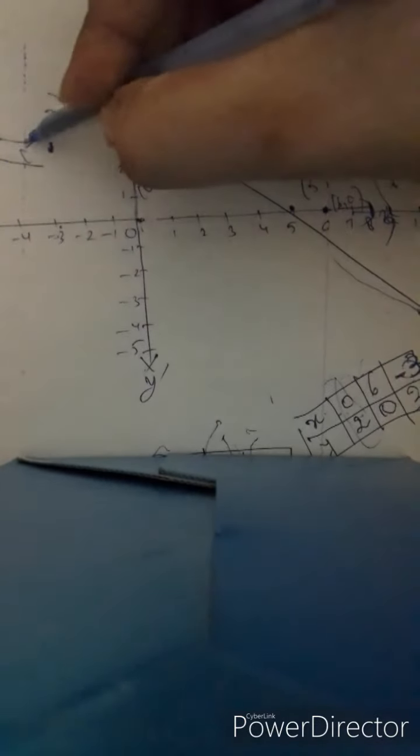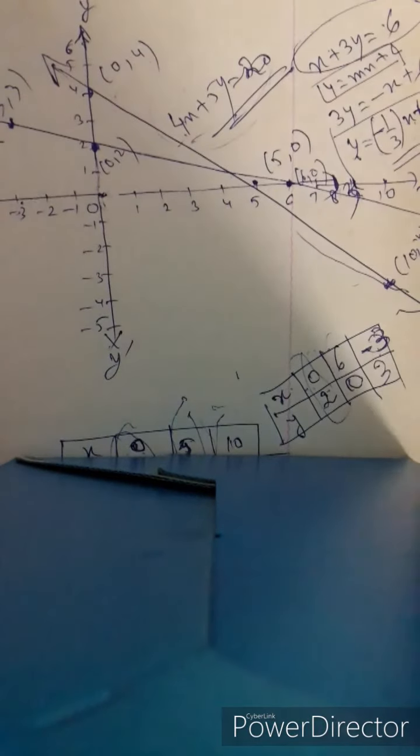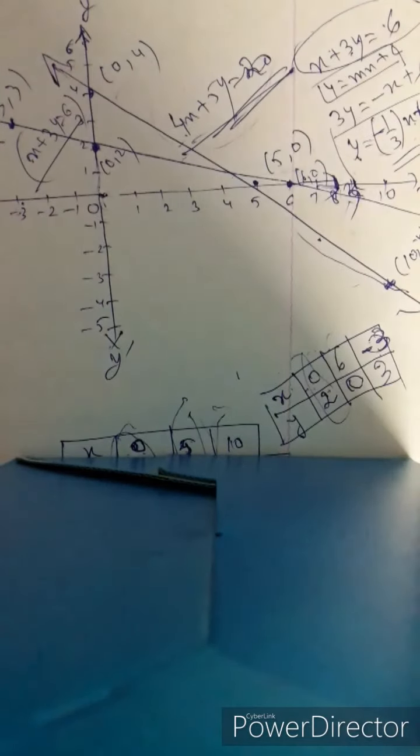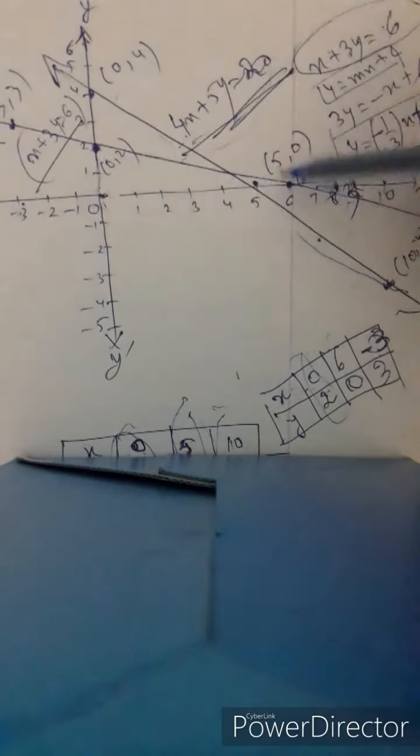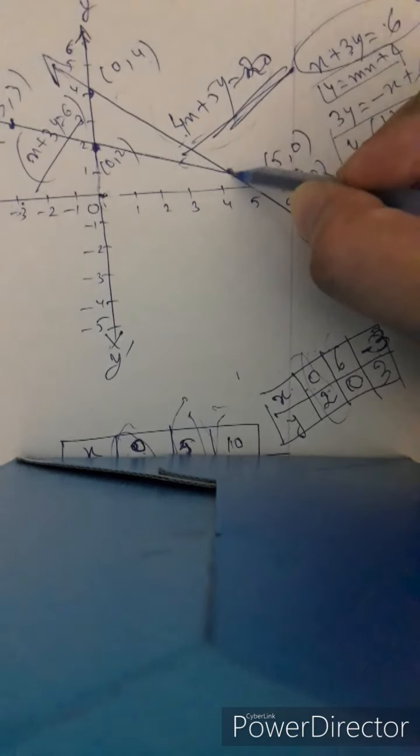Let us join them. I'll roughly join this. After joining, you are able to see these two lines. This line is for x plus 3y equals 6, and this is 4x plus 5y equals 20. So these two lines on the graph are meeting at this point somewhere here.